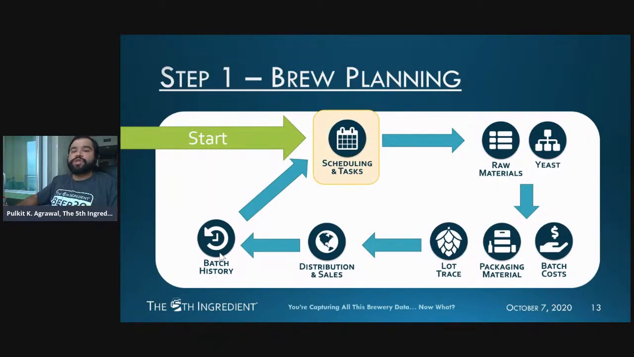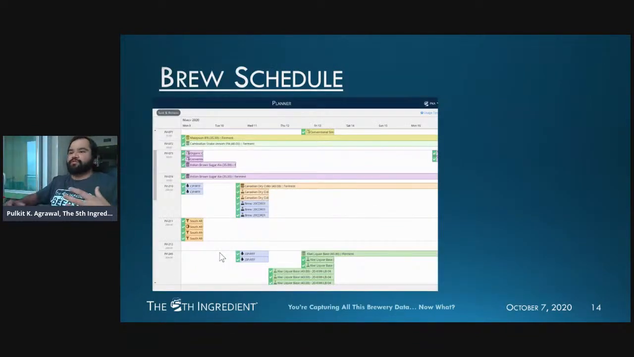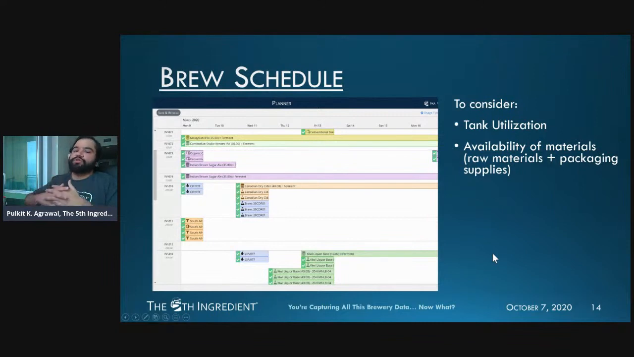And with that, this really dives in with understanding what's happening with the actual brew schedule side of things. So this is a really cool flow diagram and Gantt chart, which shows exactly what's happening in each tank, actions that are happening with brewing, with fermenting, dry hopping, etc. And the key aspects that a lot of people should consider when it comes to this brew scheduling side is tank utilization, understanding what's happening with availability of materials, raw materials, and packaging supplies, and incorporating that together.